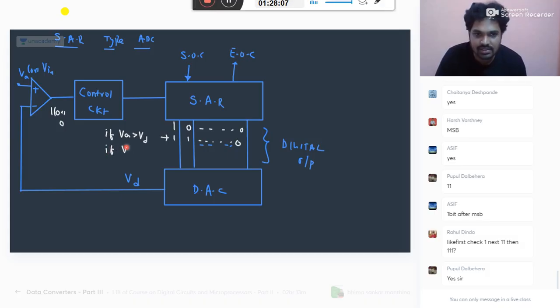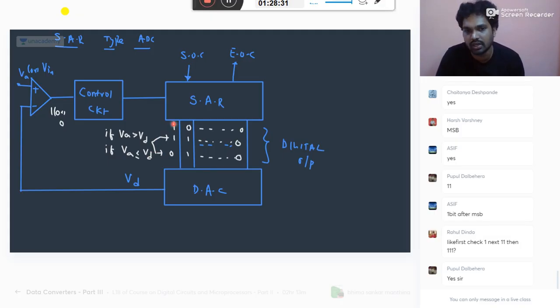If VA is less than or equal to VD, then it will reset this bit. That is, my input is not more than this half, it is less than this half. In that case, it will reset. Now it will make the next bit 1. These are the two choices you are having. This is the decision making circuit. This will do this job.